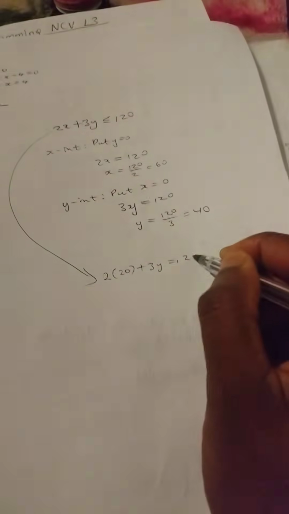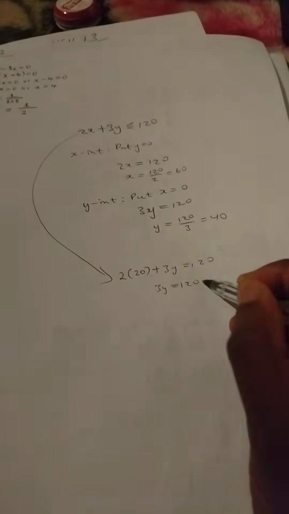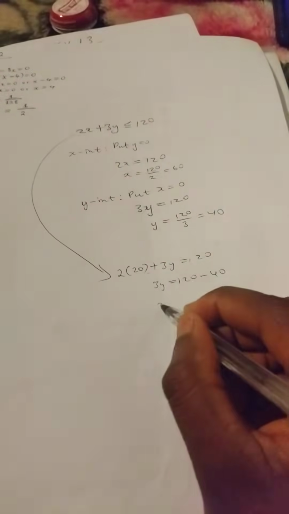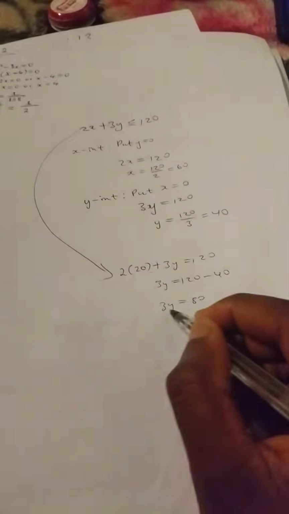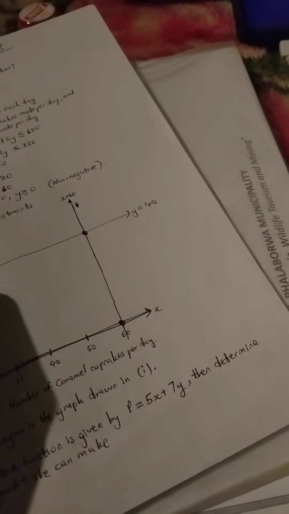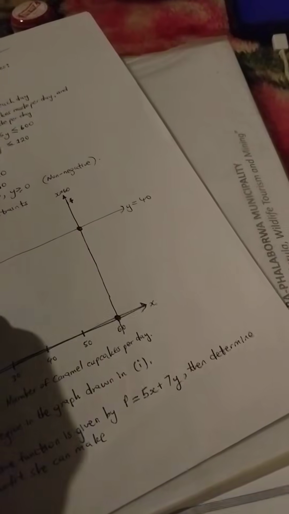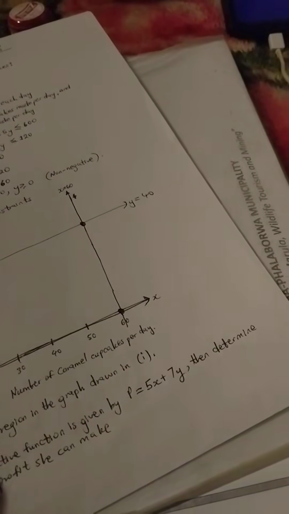3y is 120. Then this is 40, so 3y is 120 minus 40. So 3y is 80. This is a funny value, so let me leave that and also go for 60. Yes, I think x equals 60. That's where it will be 0 sharp. Okay, let me try to plot as I was doing.